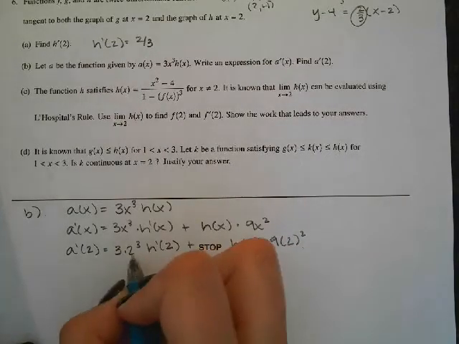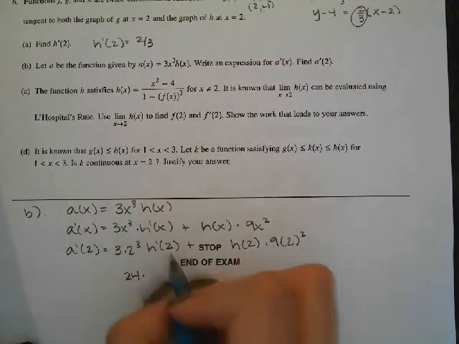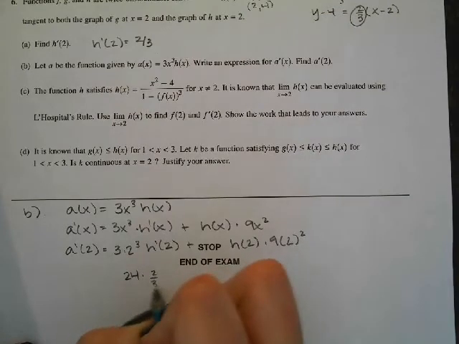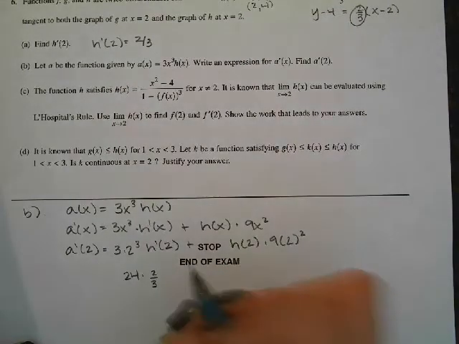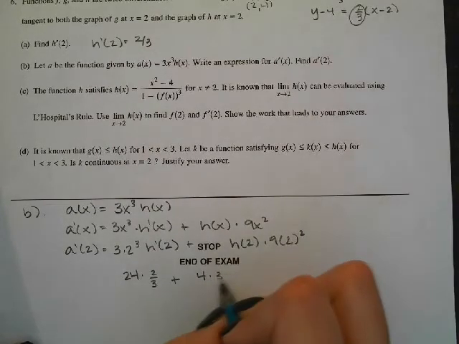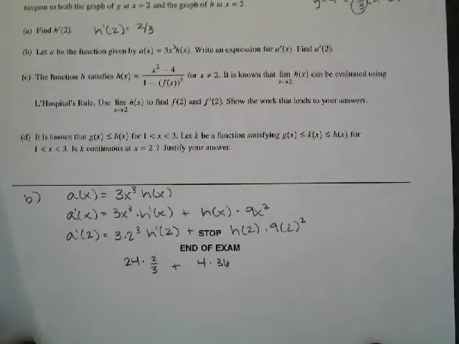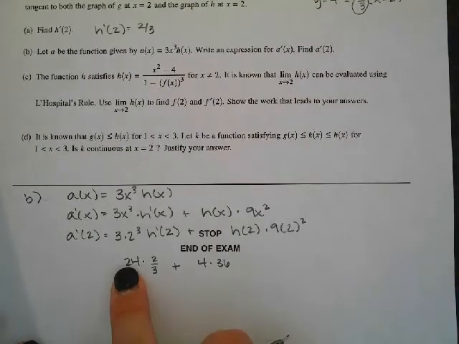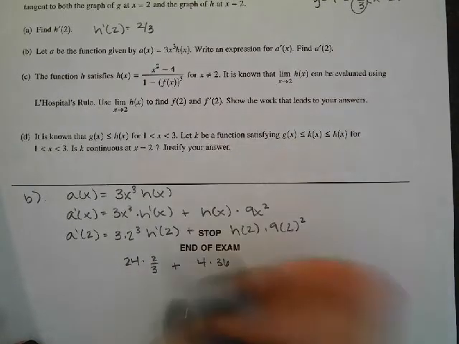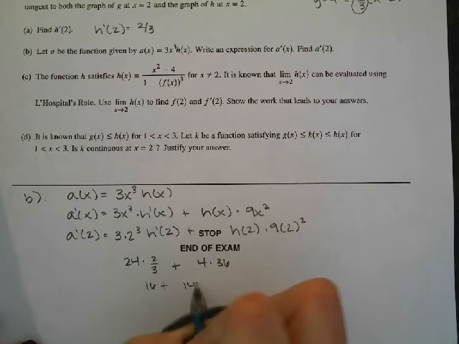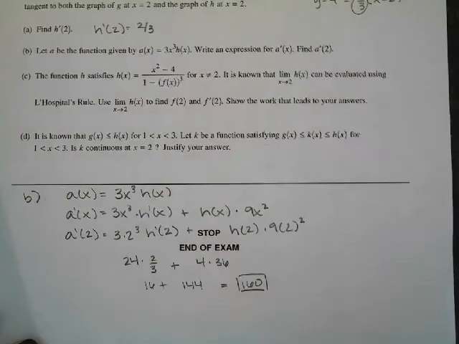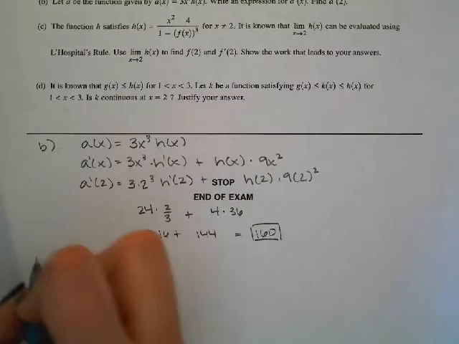So 3 times 8 is 24. 24 times h prime of 2, which we know is 2/3. And then that's plus h of 2, which we know is 4, times 9 times 4, which is 36. So over here I've got 24 times 2 is 48. 48 divided by 3 is 16, plus 144 equals 160. However, you should be able to leave it here and call it good. You don't need to bring it all the way to the end like I did.